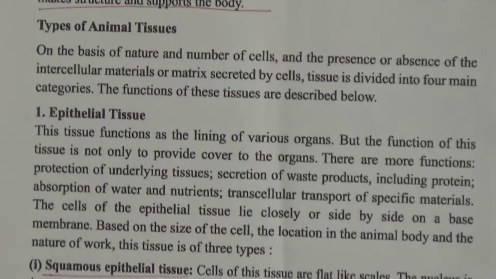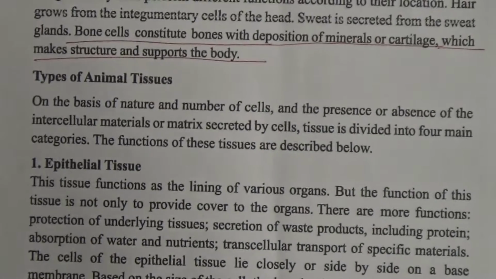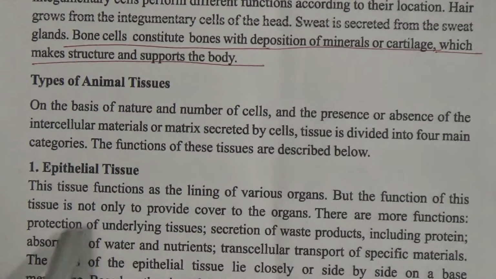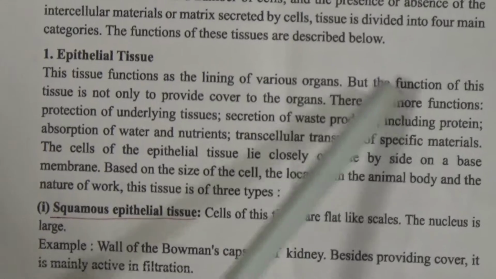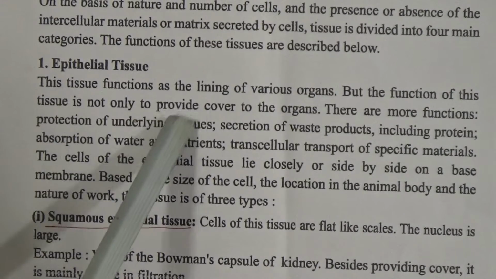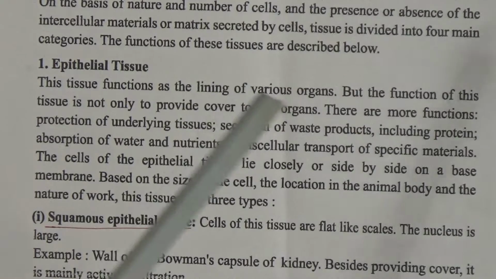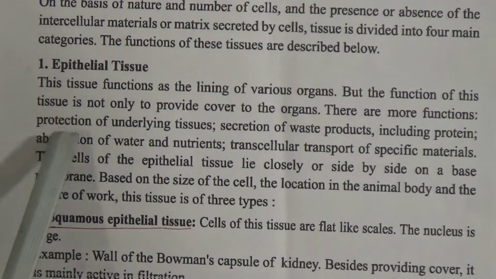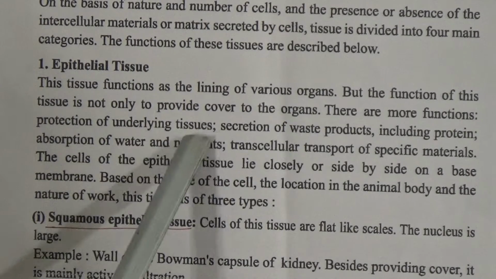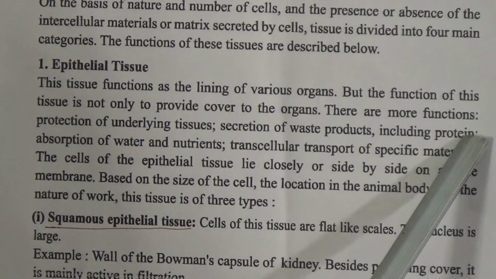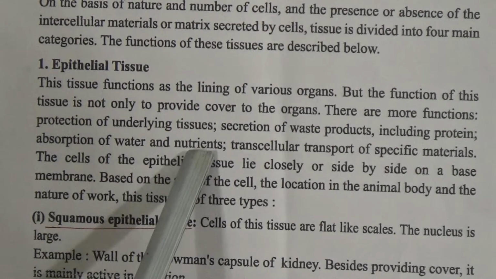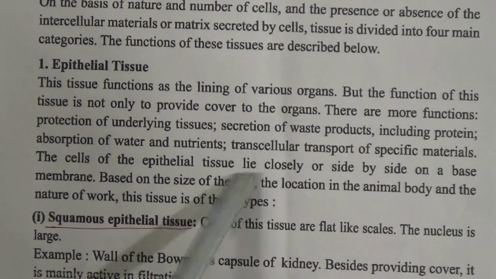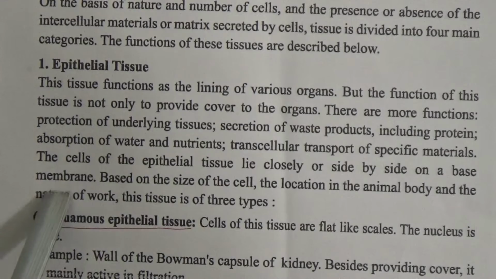Now, types of animal tissue. Animal tissues are mainly three types. Epithelial tissue. Now, we discuss the epithelial tissue. These tissues function as the lining of various organs. But the function of this tissue is not only to provide cover of the organ. Epithelial tissue covers our body and our organs. There are more functions: protection of underlying tissues, secretion of waste products including protein, absorption of water and nutrition, and transcellular transport of specific materials. The cells of the epithelial tissue lie closely side by side on a basement membrane.